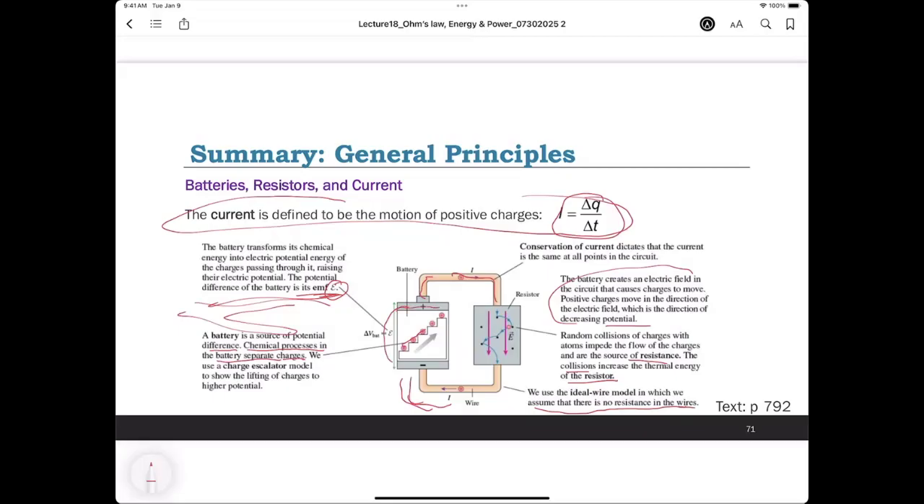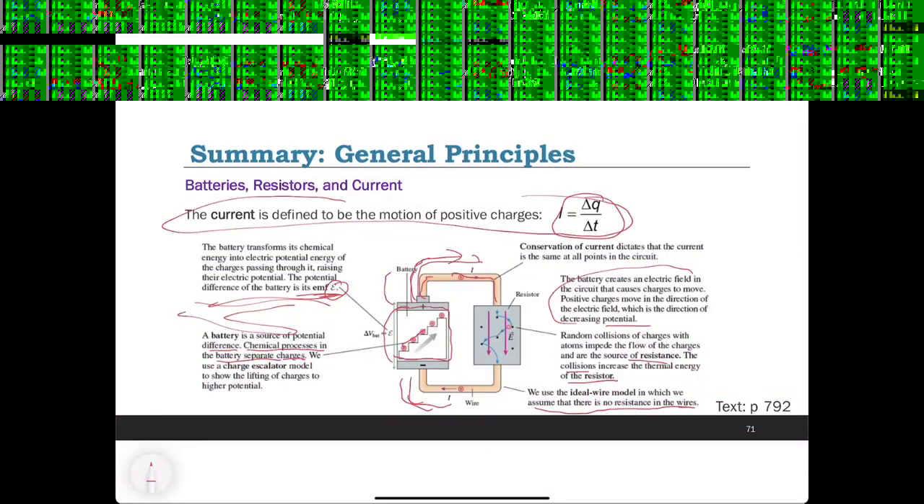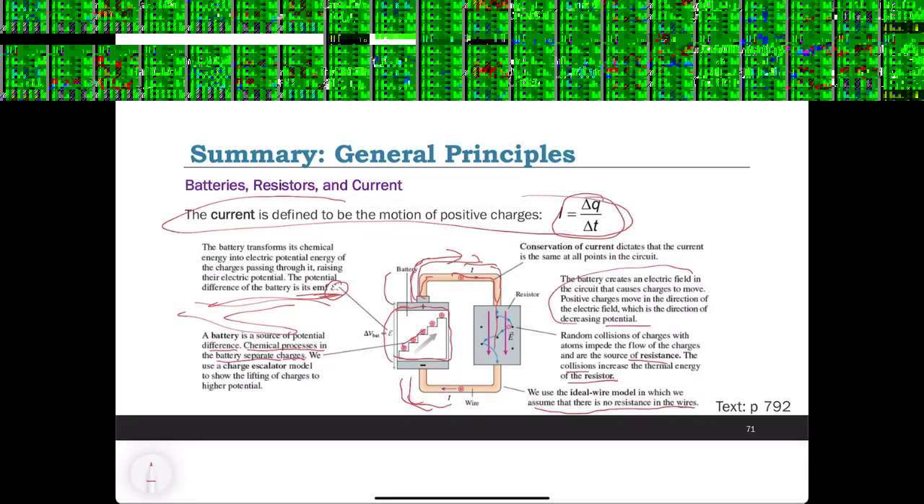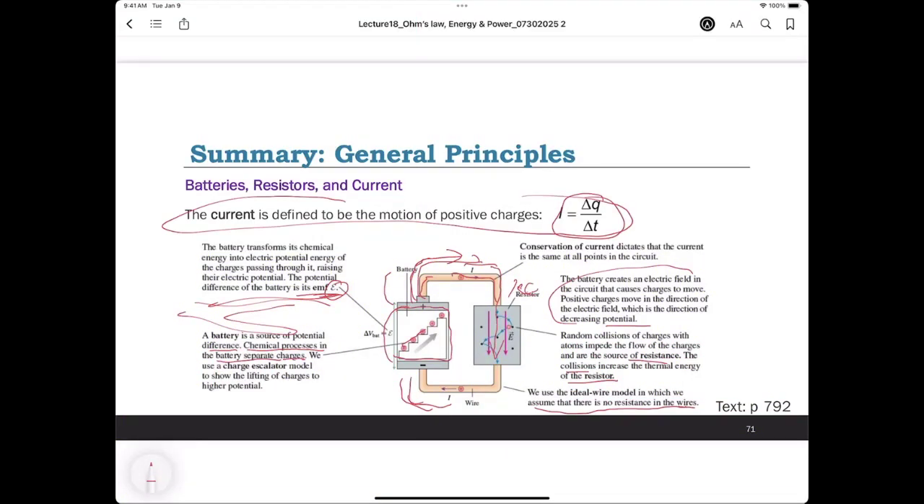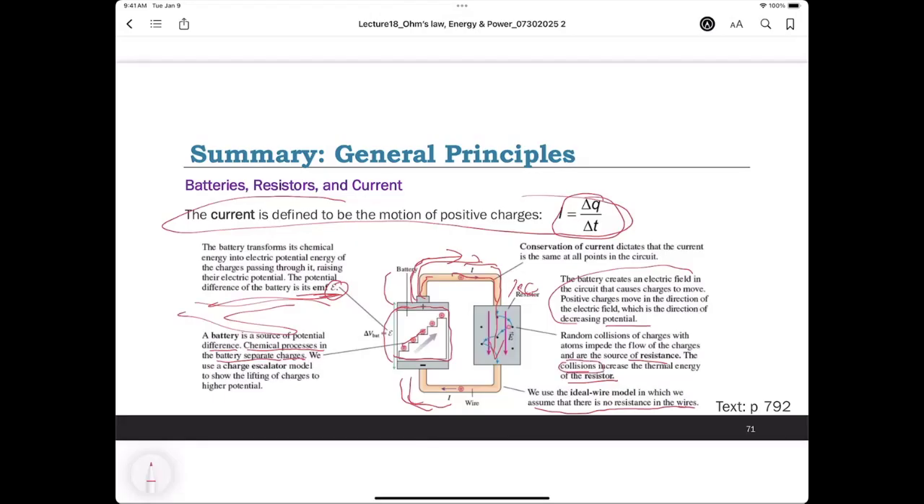Here is a battery. Firstly, there is some chemical energy. This chemical energy will be transferred to electric potential energy, and then as the charges move, the electric potential energy will be transformed to kinetic energy. Those charges go through this resistor, and the kinetic energy will be transferred to thermal energy. This is what we talked about in this class.